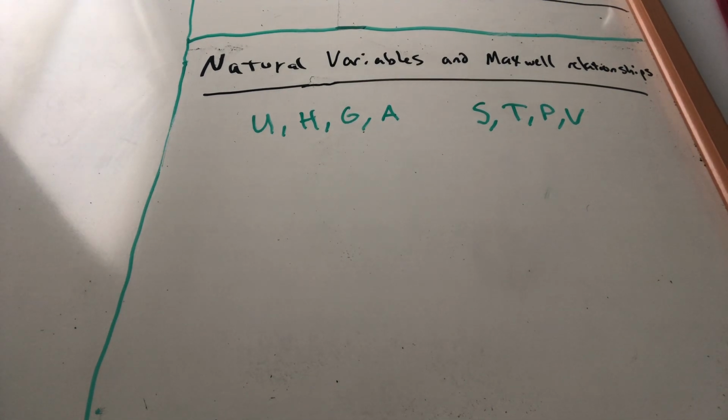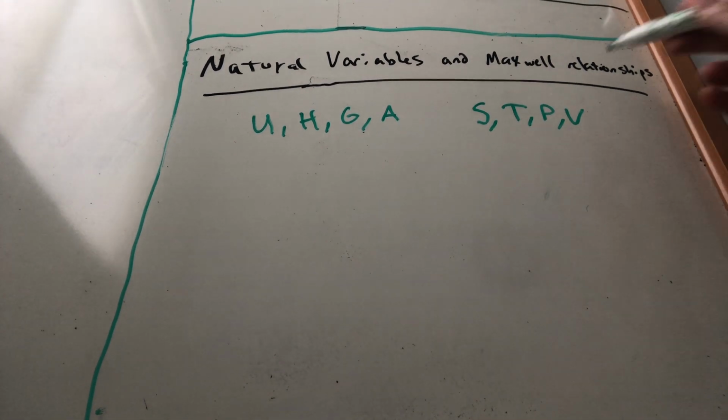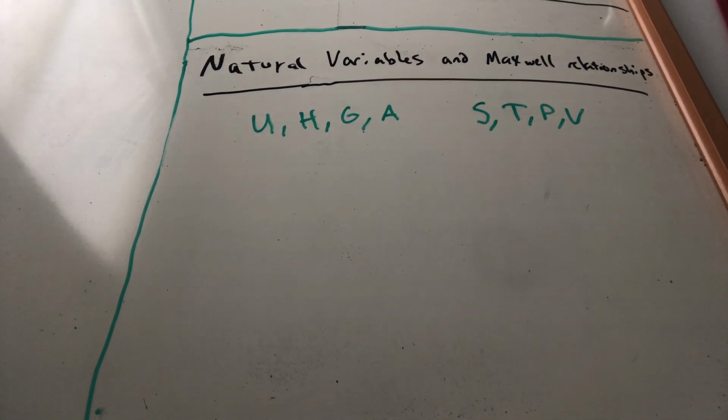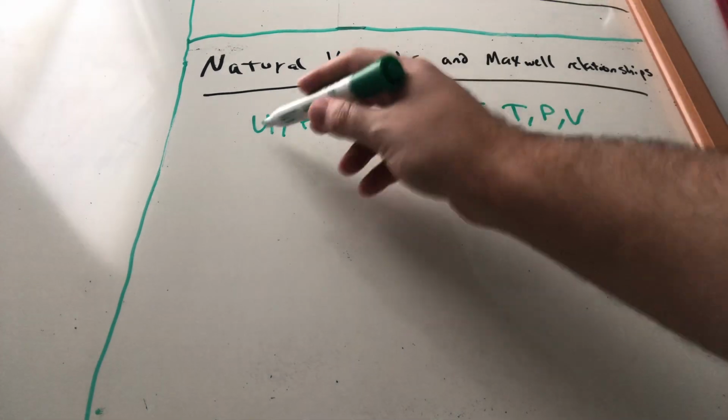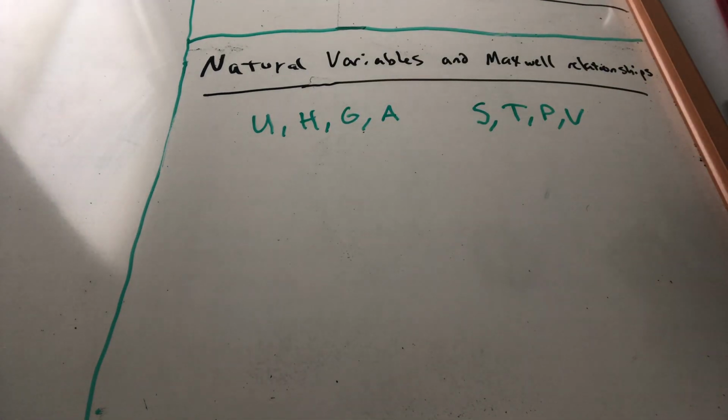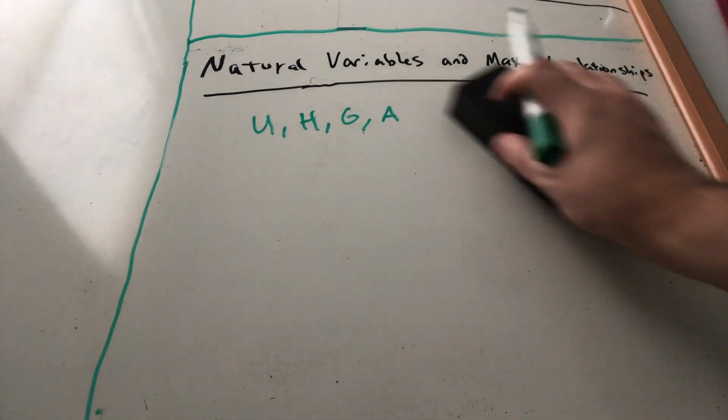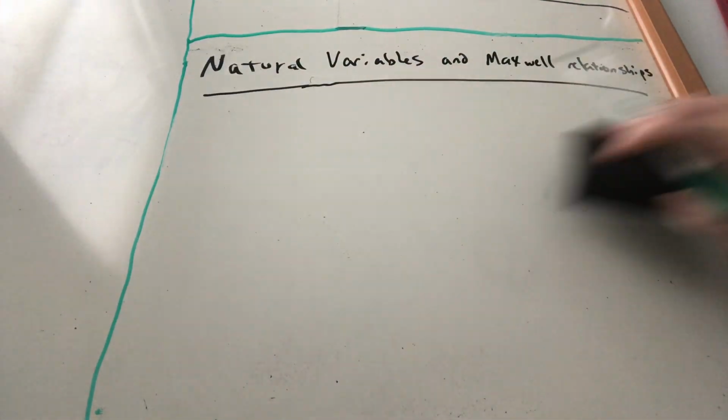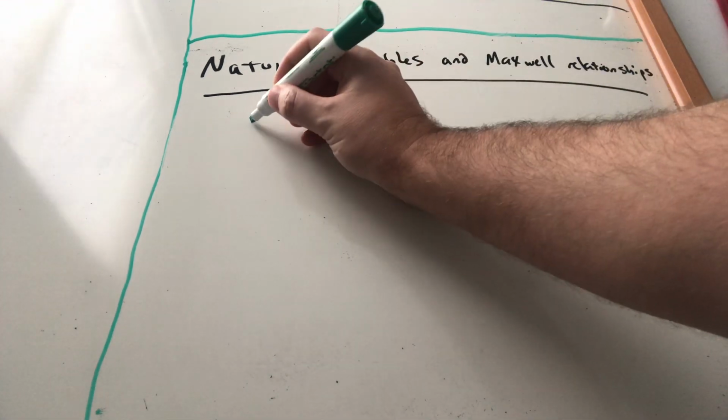And so the easiest way to introduce what a natural variable relationship is or what a Maxwell relationship is, is to just pick one of these functions and show you what we mean by natural variables and by Maxwell relationships. Because if you can see how it's done for one of these functions, the mathematical process will be the same for all of these functions. So again, this is all about mathematical relationships.